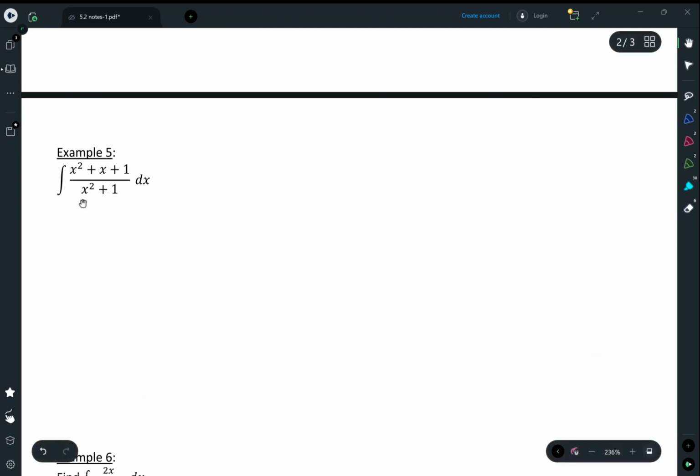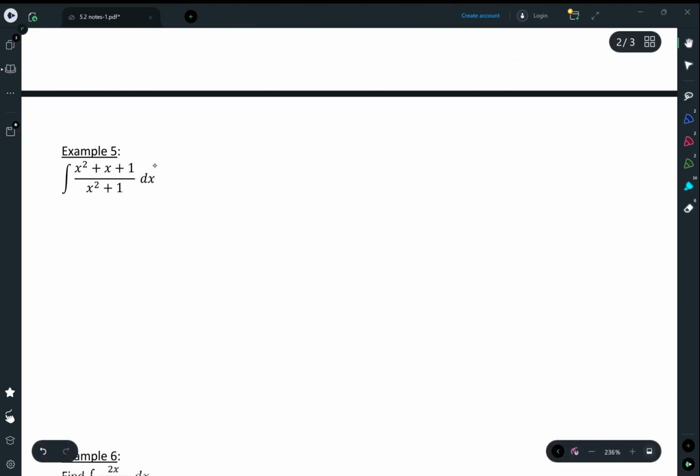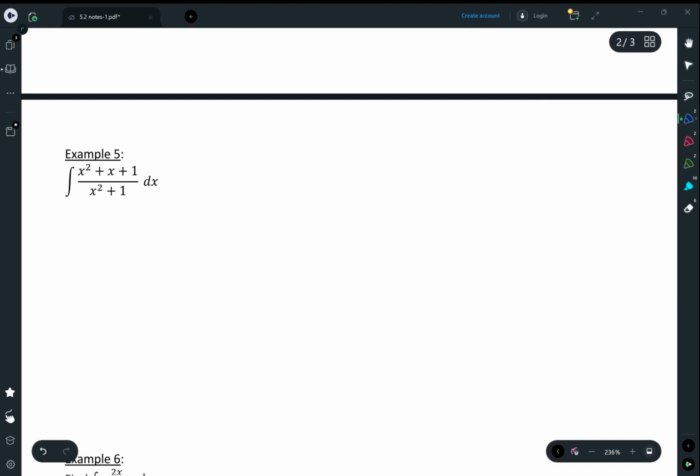I have the same degree on the top and bottom. So on the numerator, I don't just have the derivative of the denominator. It's not a u prime over u, at least not yet. It doesn't look like that. It really seems to me, if you look at the numerator, x squared plus x plus 1 over x squared plus 1, that my numerator is bigger than my denominator.